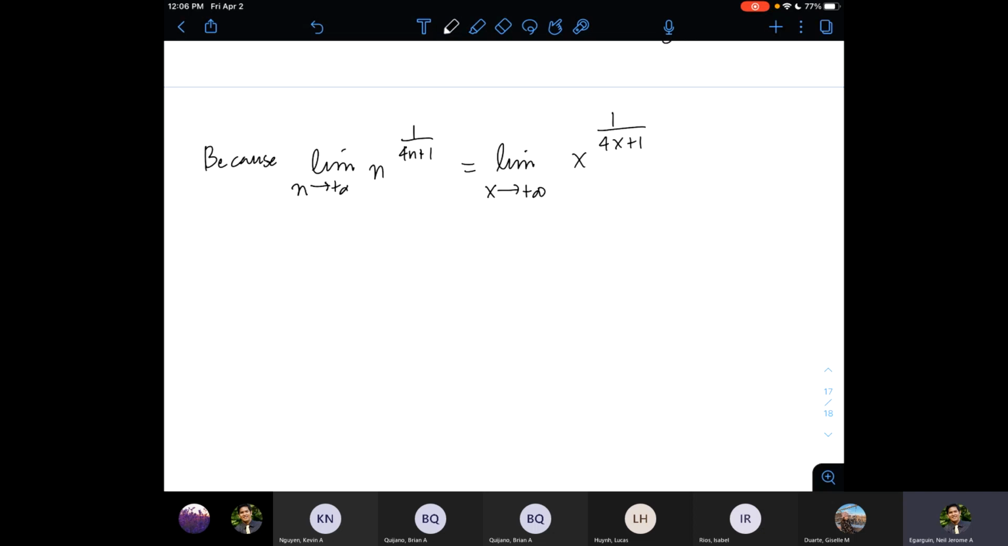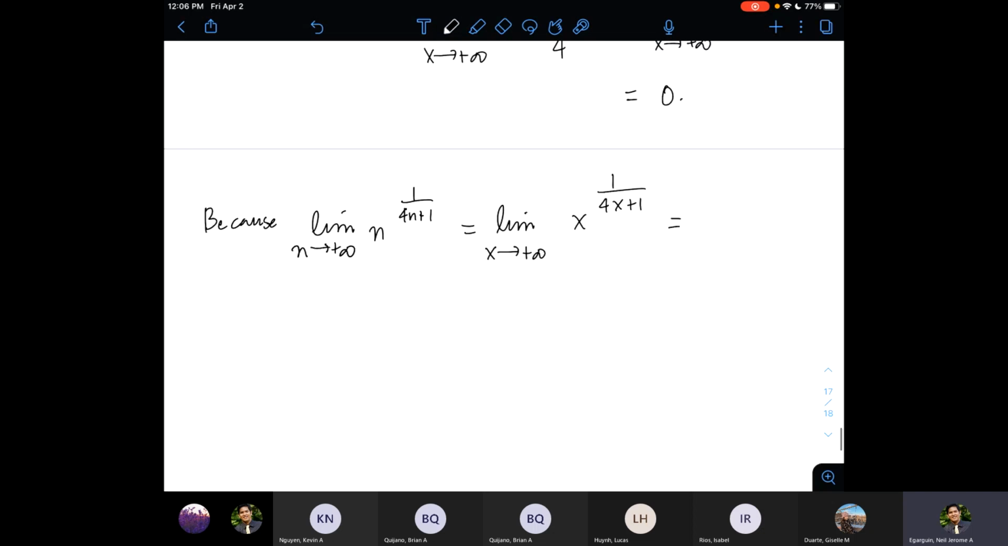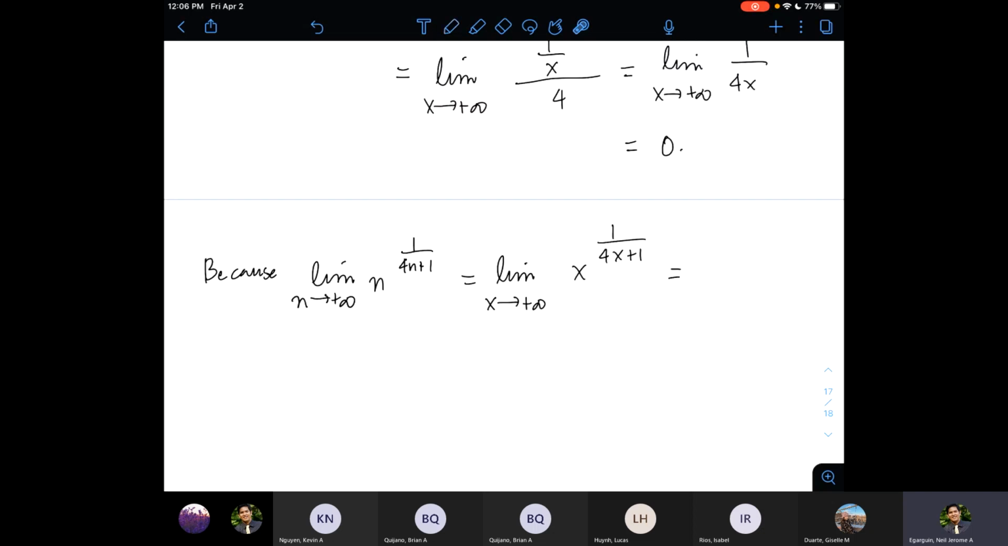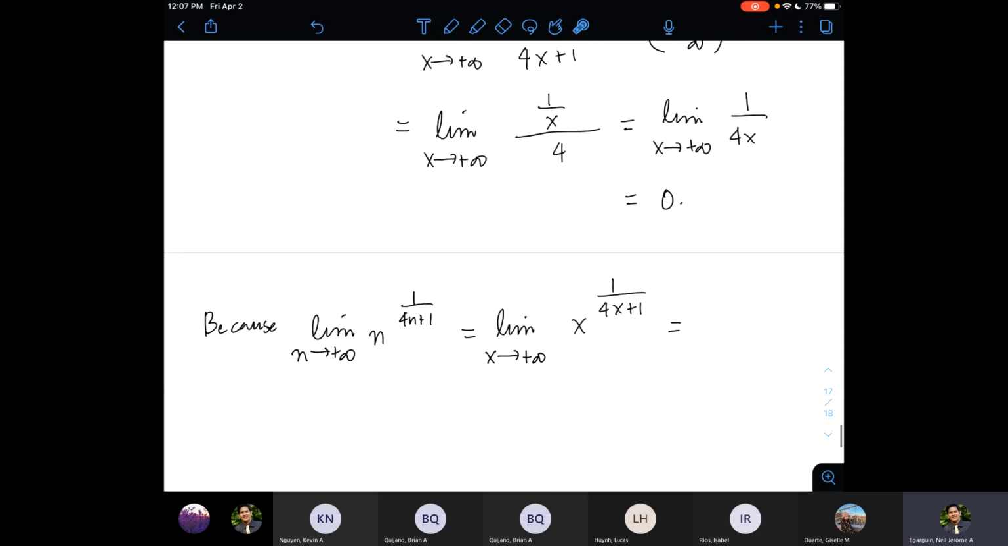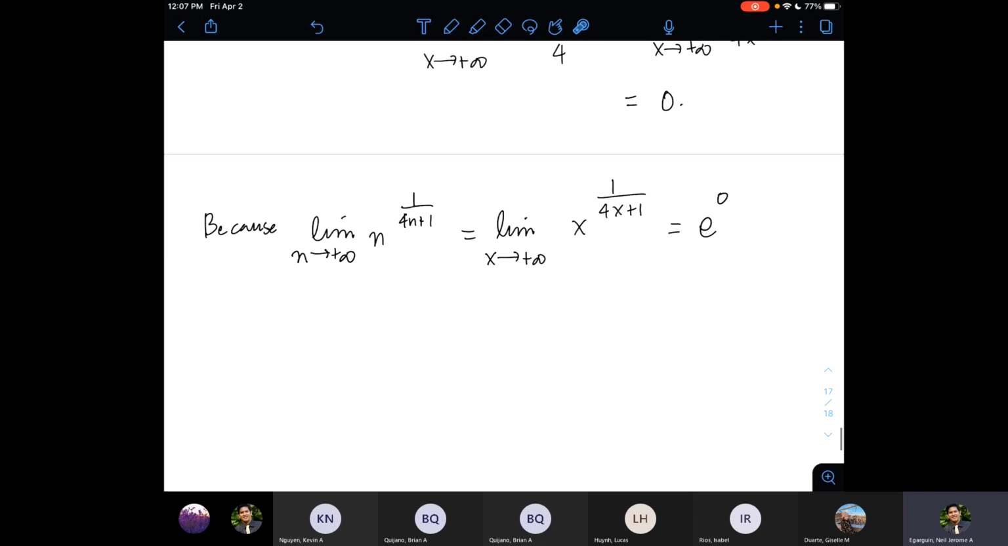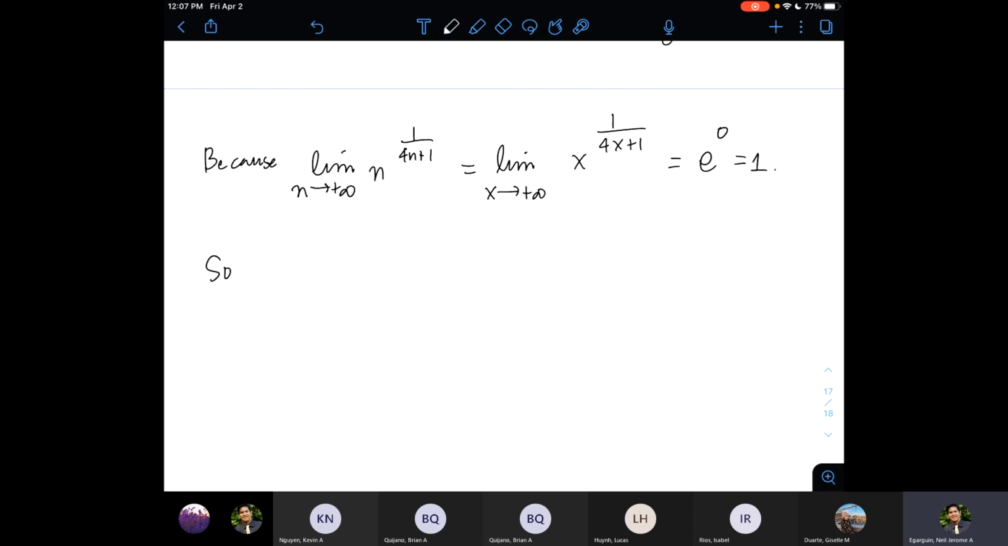As n approaches infinity, right? But we knew that the limit that we computed before is 0, but that's not the final answer because that's the limit of ln y. But we're looking for the limit of y. So what we need to do is to use e as a base and raise it to whatever limit we got before. This is something that you have seen in Cal 1, so hopefully you remember them now. So basically this is equal to 1. So we say that the sequence n to the 1 over 4n plus 1 converges to 1.